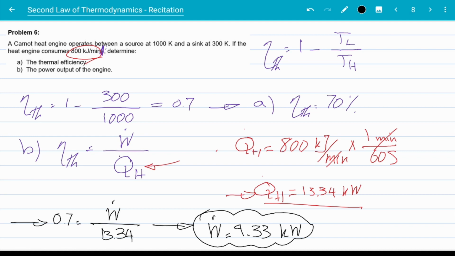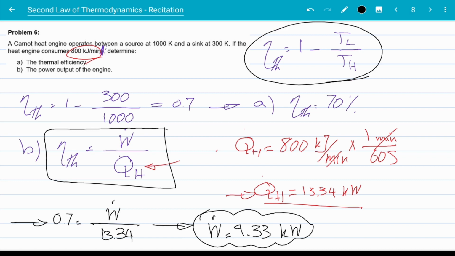So the only thing about this problem is that we used two different definitions for thermal efficiency. This is the traditional one, and this is for the Carnot cycle one. Now, because the problem specifically says that we are dealing with a Carnot heat engine, we can use this and then use the info from here and plug it into this.